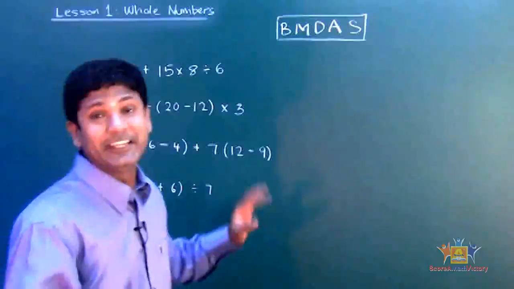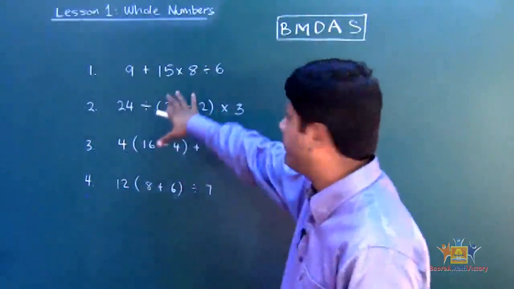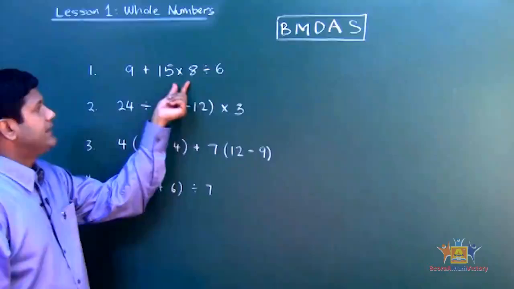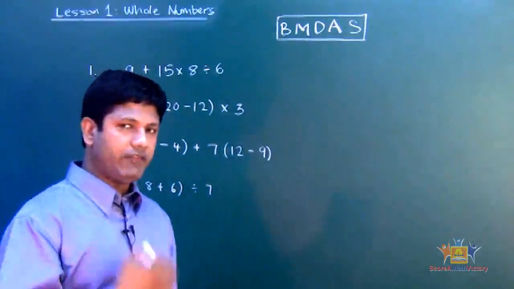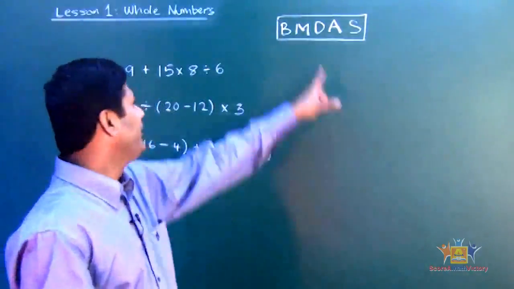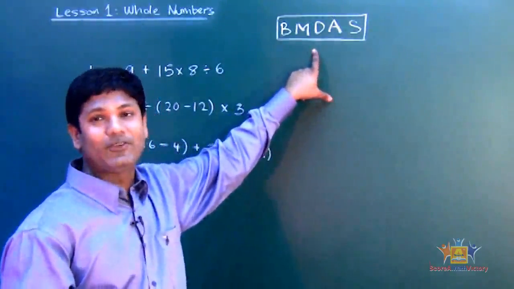Alright, my dear students, I got 4 problems listed on the board. Okay, so let's do them. Let's do the first one. The first one says 9 plus 15 times 8 divided by 6. Now how are we going to do it? We're going to use the left to right method? No, Mr. Mac. We're going to use the Bass Mathematics Developed X Square method.